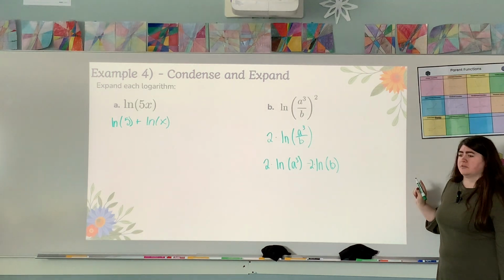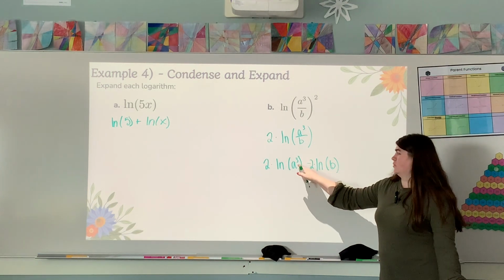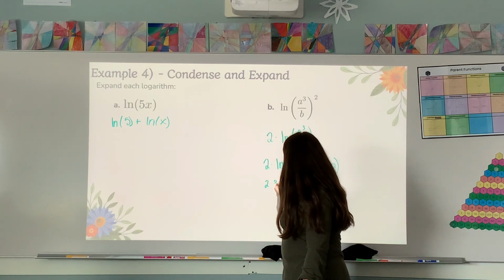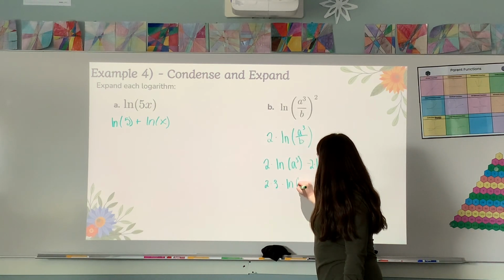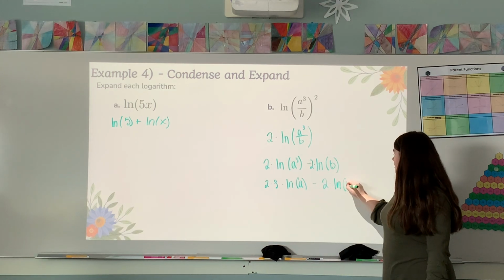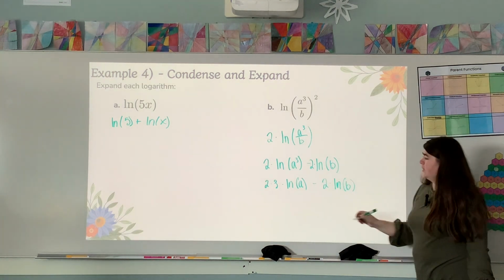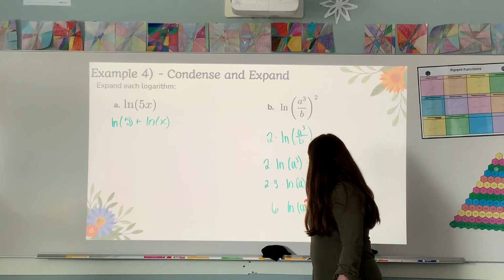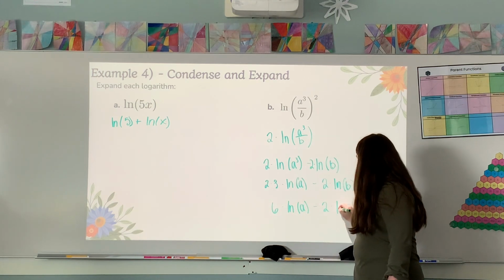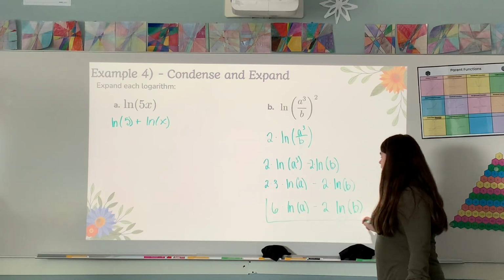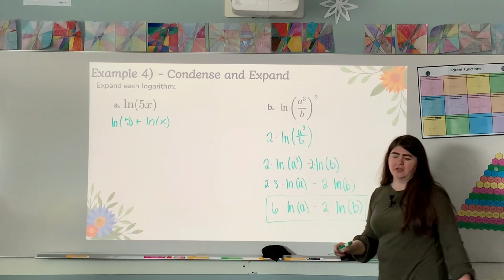What can we still do? You can put the 3 in. Yep. We need to move that exponent. So we have 2 times 3 times the natural log of a minus 2 times the natural log of b. So then we have 6 times the natural log of a minus 2 times the natural log of b. And that is where we stop. There's nothing else we can simplify here.